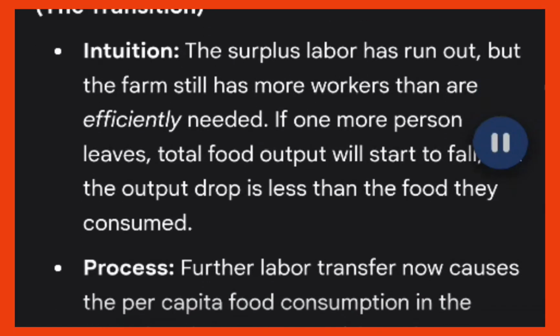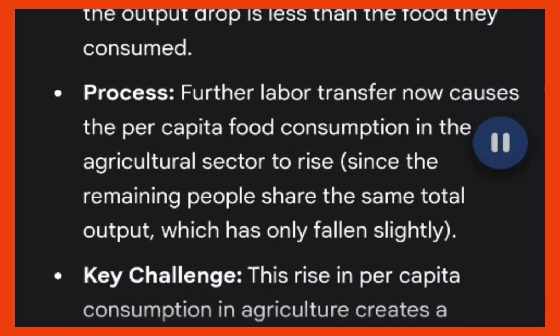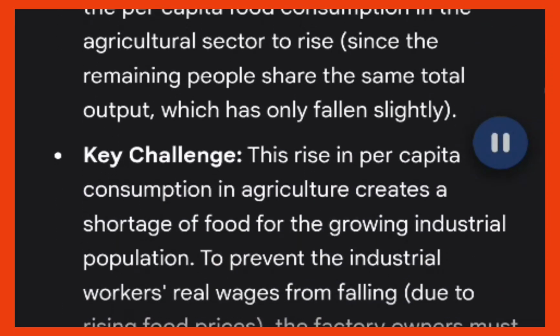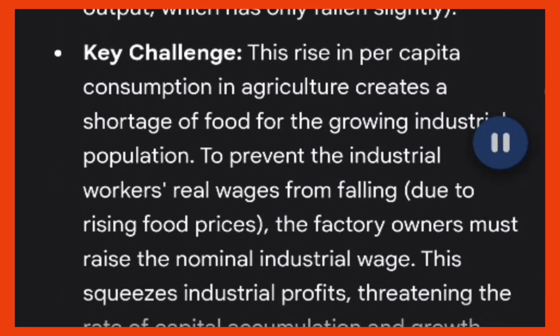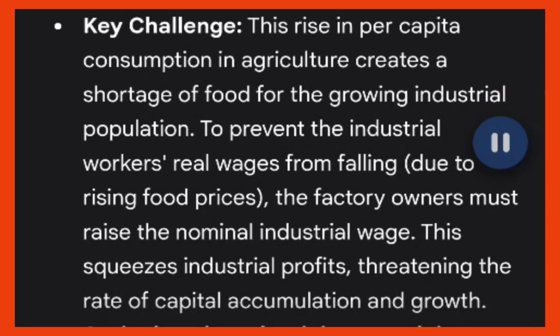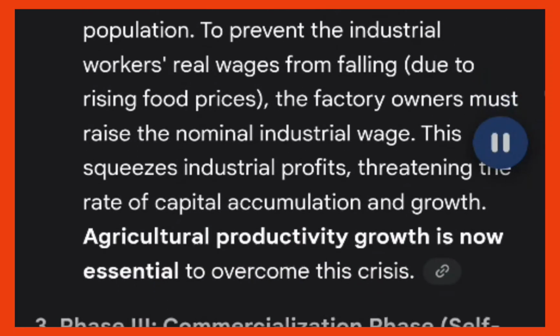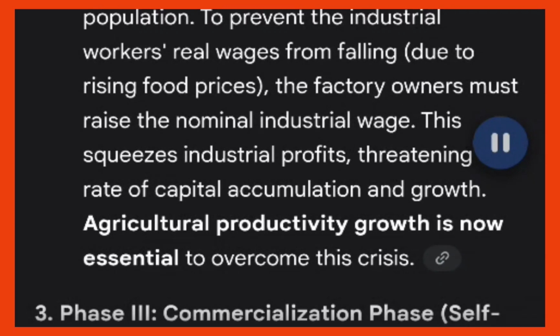Key challenge: this rise in per capita consumption in agriculture creates a shortage of food for the growing industrial population. To prevent the industrial workers' real wages from falling, due to rising food prices, the factory owners must raise the nominal industrial wage. This squeezes industrial profits, threatening the rate of capital accumulation and growth. Agricultural productivity growth is now essential to overcome this crisis.